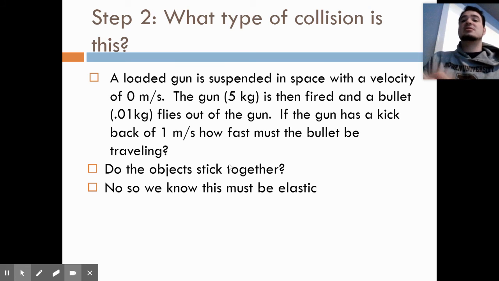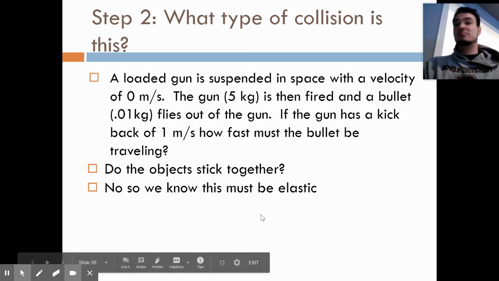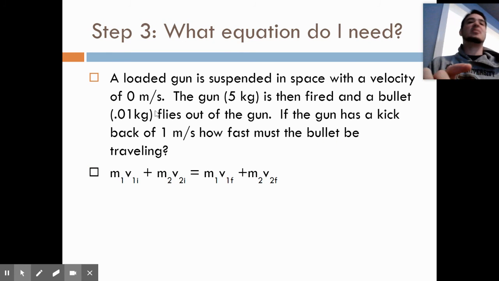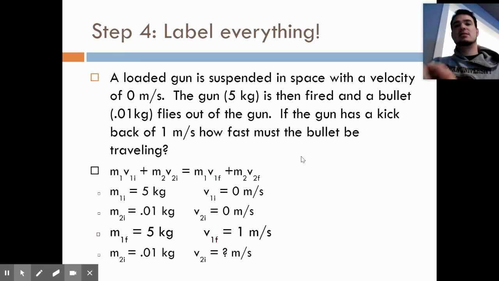So what type of collision is this? After they're shot, do they stick together? And the answer is no, right? They're two separate objects. Therefore, must be elastic. That is not different. Just like step 3 would be for the billiard ball, we write down the same equation, right? It's still an elastic collision, even though it is 0, right? So boom, boom, boom, boom. We write down all of those stats.